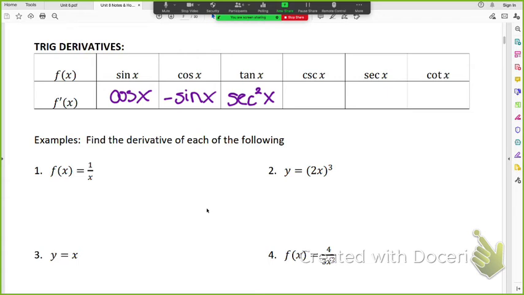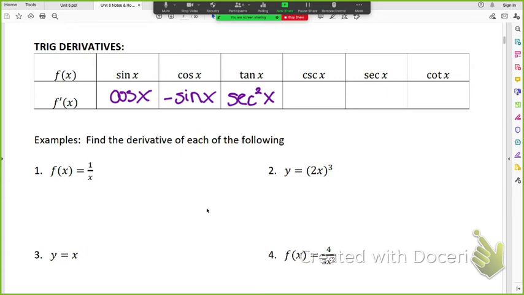Okay? So these we're going to memorize, yes, but again, they're not a rule. This is just what the derivative is. I could show you how to get them all, but I don't think you necessarily want to do that. I'm just taking a guess.